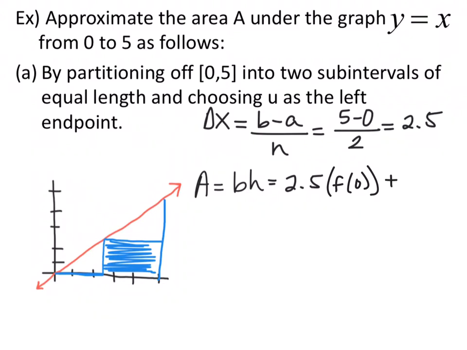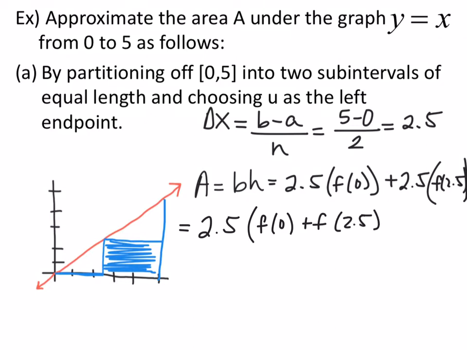For our second rectangle, our width is also 2.5, and our height is the y coordinate at 2.5, so f of 2.5. What you'll notice with these is the width, or the base, is always going to be the same, because it's going to be whatever this delta x is. So a lot of times I just factor that out. I know that's going to be the base for every single rectangle, so then I'm just going to add up the heights, f of 0 plus f of 2.5.